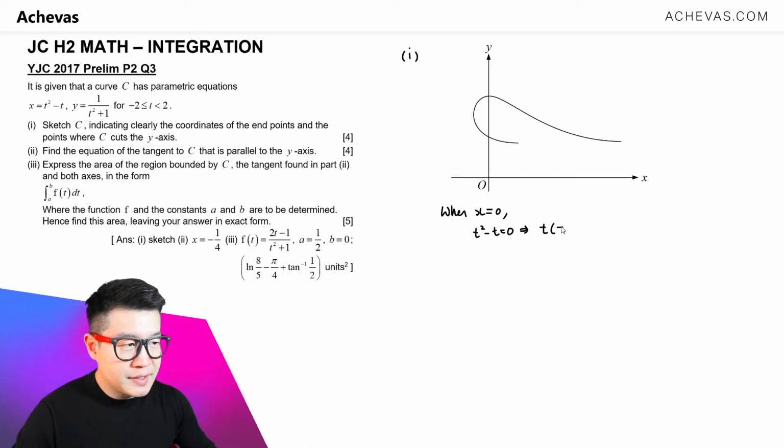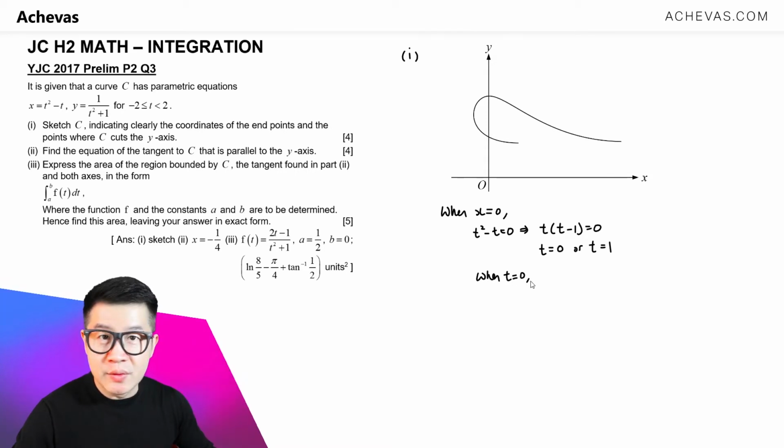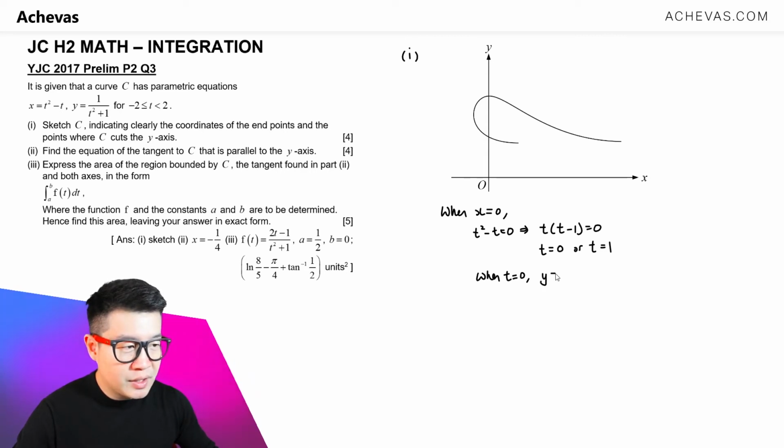So if I were to factorize out t, we have this, which is equal to 0. This tells me that when x is equal to 0, t must be either 0 or t must be equal to 1. So when t is equal to 0, let's try to find what is the corresponding y coordinate. y will be equal to 1 over 0 squared plus 1, and this is equal to 1.